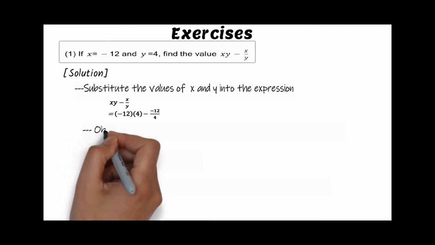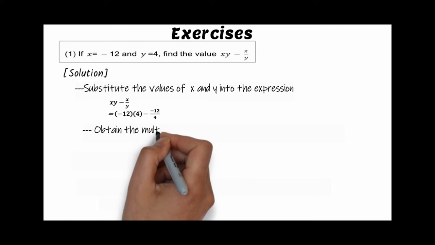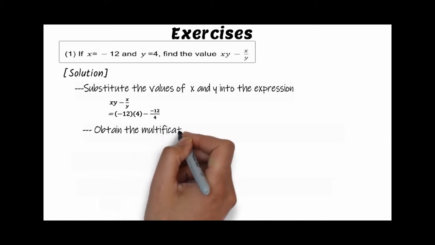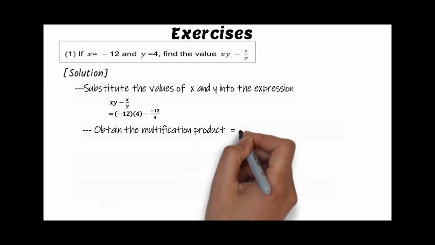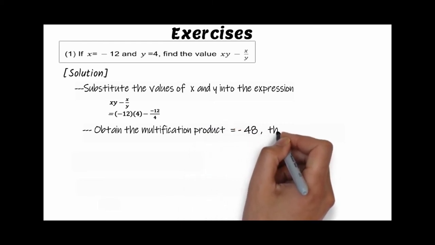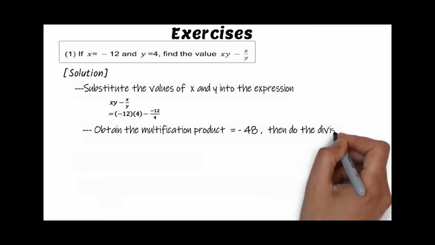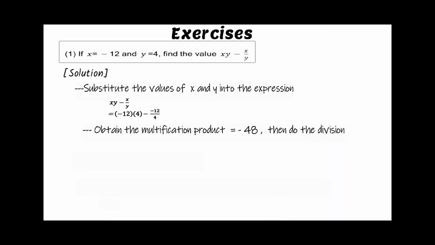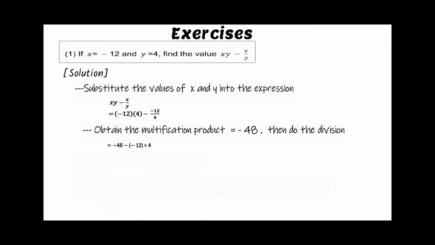In the next step, we're going to follow the order of operations and we're going to evaluate x times y first. So -12 times 4 will give us a product of -48. Then we're going to convert the fraction into a division. Okay. So the expression becomes -48 minus -12 divided by 4. And the -12 divided by 4, that part comes from the fraction -12 over 4.